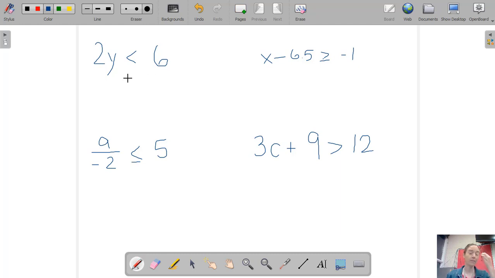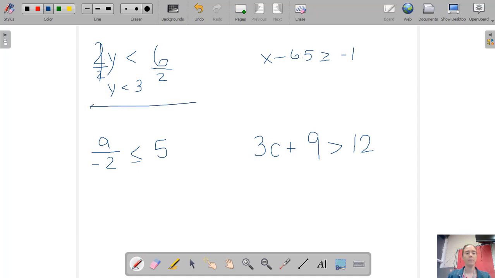The solving process is basically exactly the same as solving equations, which we've talked about. I'm multiplying by 2, so I'm going to divide by 2 on both sides. So 2 over 2 is 1, so that's going to be y is less than 3.